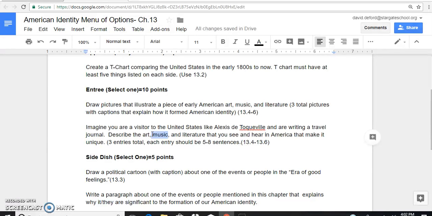That would be a journal entry. And you would, again, do the same thing for something art-related and something literature-related. Again, this is a 10-point part of the assignment.